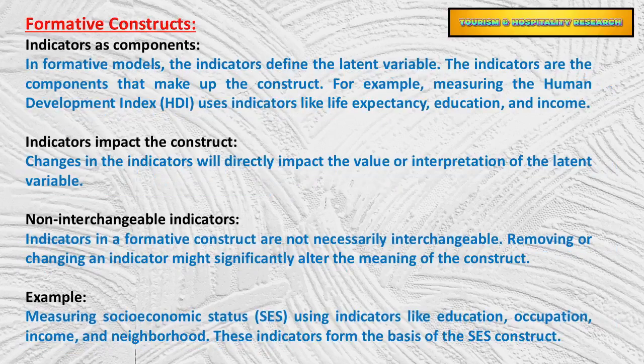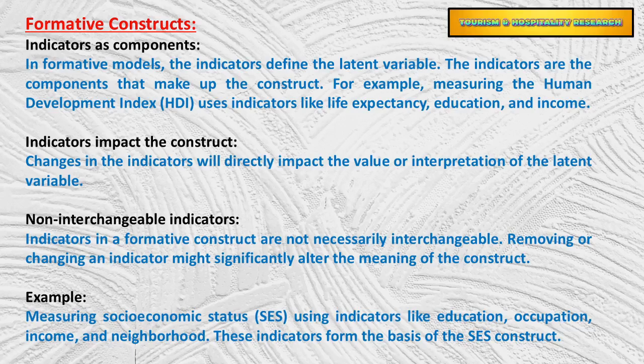Formative constructs. Indicators as components. In formative models, the indicators define the latent variable. The indicators are the components that make up the construct. For example, while measuring the Human Development Index, indicators like life expectancy, education, and income are measured. So you see here, life expectancy, education, and income, all three are quite different from each other, but they form the construct which is Human Development Index.